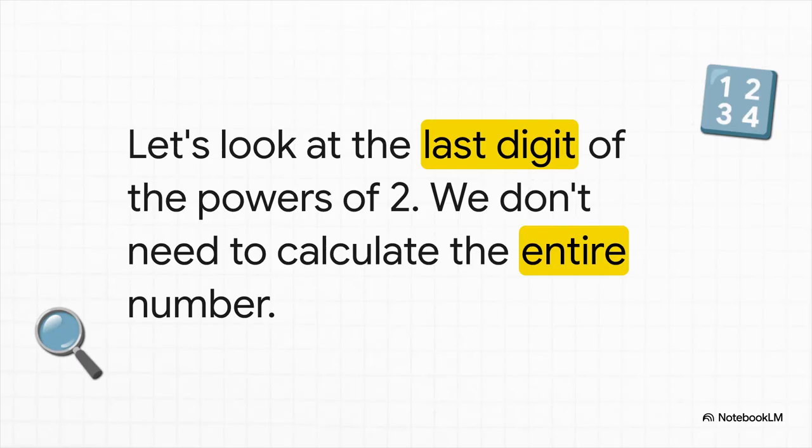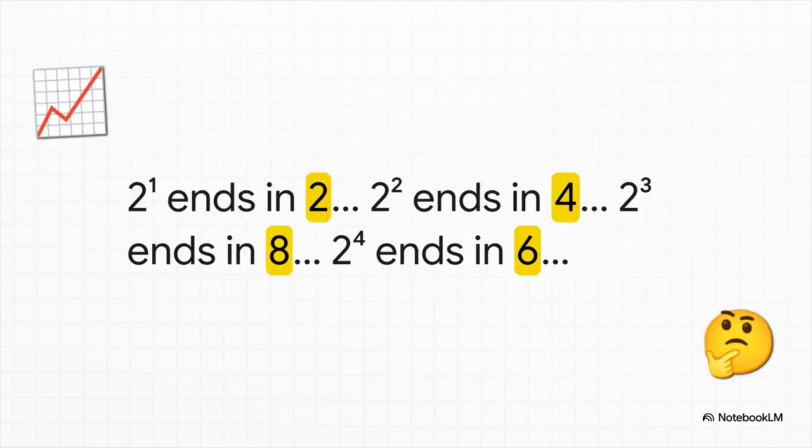See, we don't need to calculate the entire huge number when we're only asked for the last digit. So let's just focus on that one digit. Watch what happens when we take the number 2 and just keep multiplying it by itself. A beautiful pattern is about to show up. So let's watch that last digit.